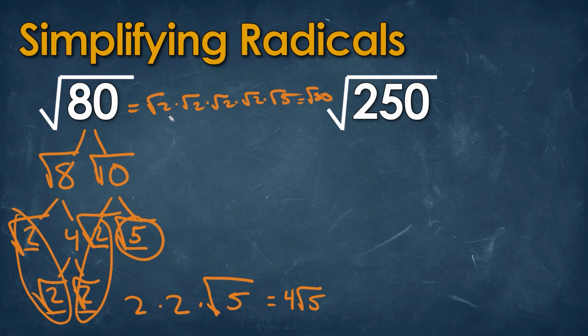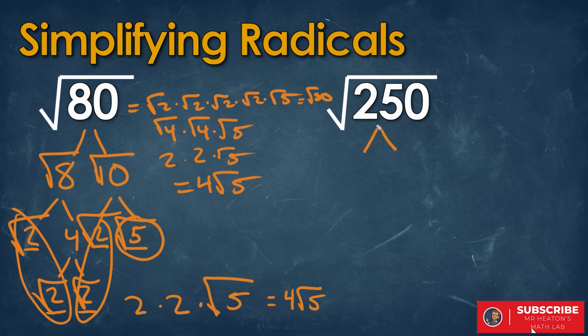So we know that the square root of 2 times the square root of 2 would be the square root of 4, times another square root of 4, times the square root of 5. So we know the square root of 4 is 2, times the square root of 5. Again, if we simplify that out, you get 4 square root of 5. However, I find it's just easier to remove the square root and look for those pairs to get a simplified answer. So let's use the shortcut to solve for the square root of 250.